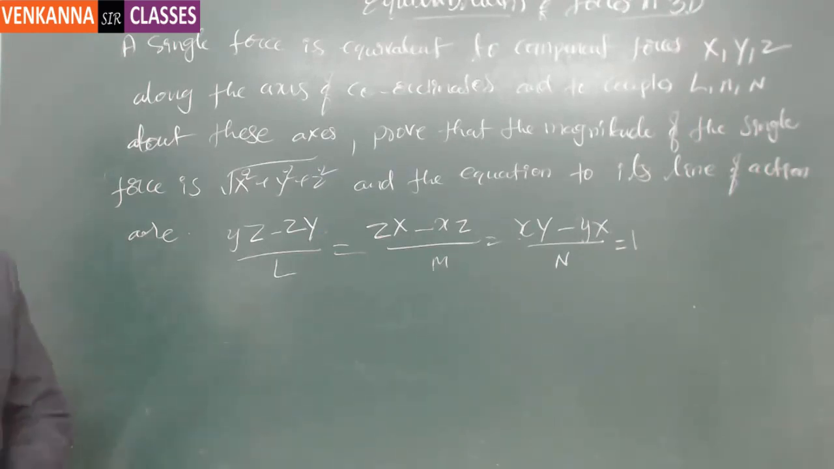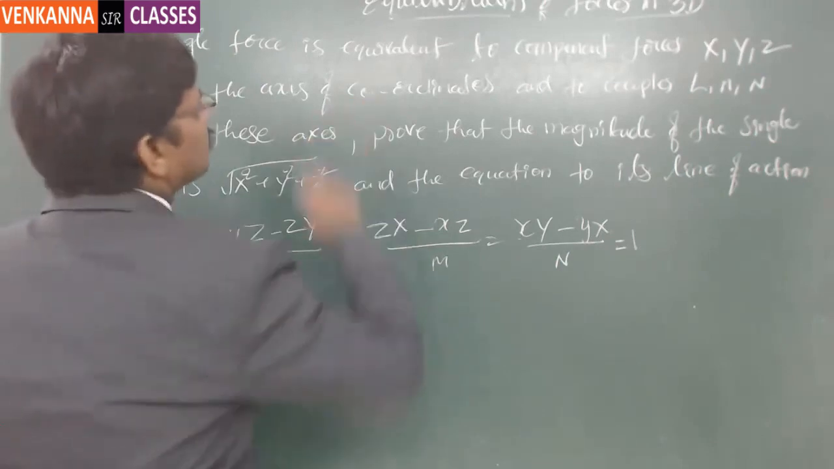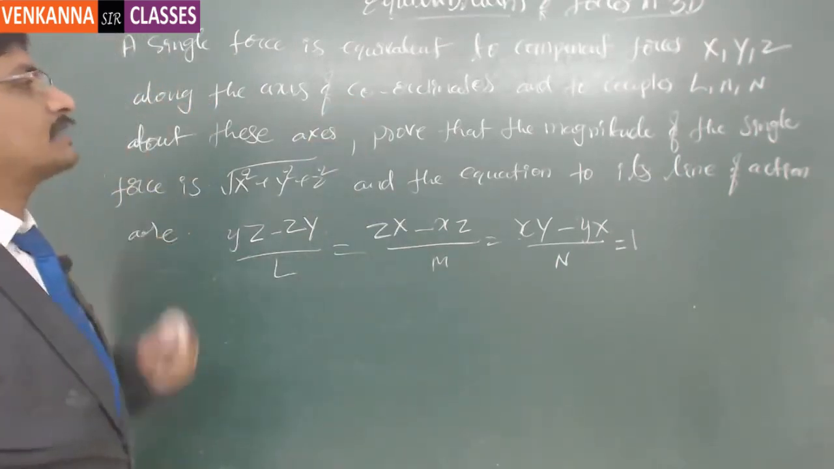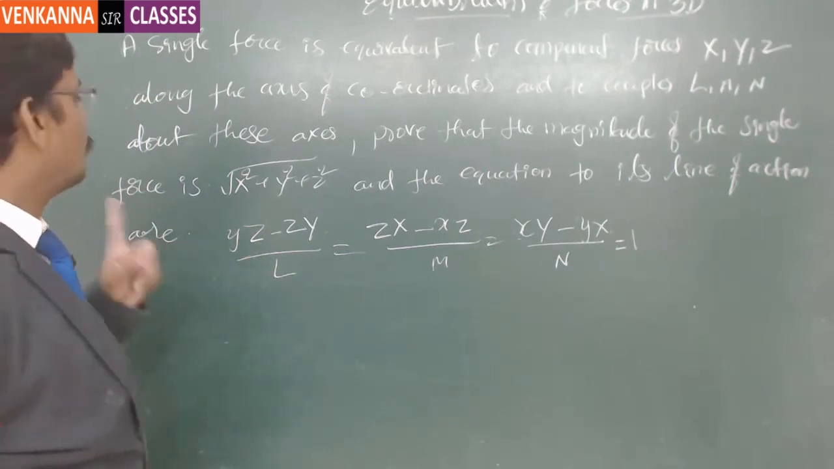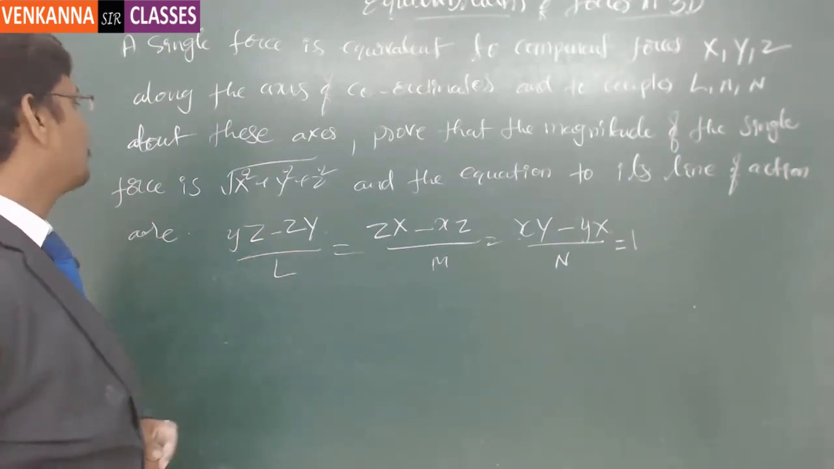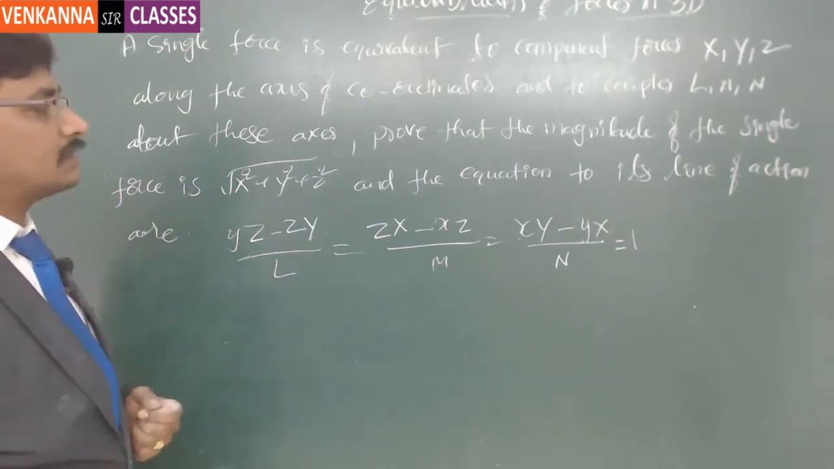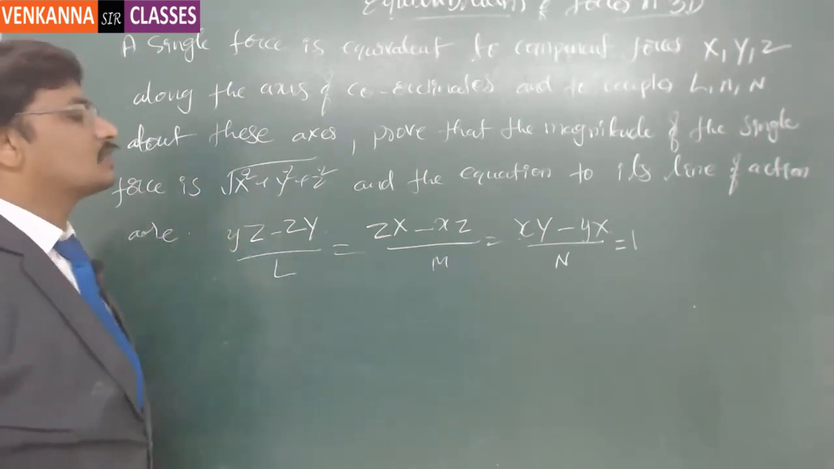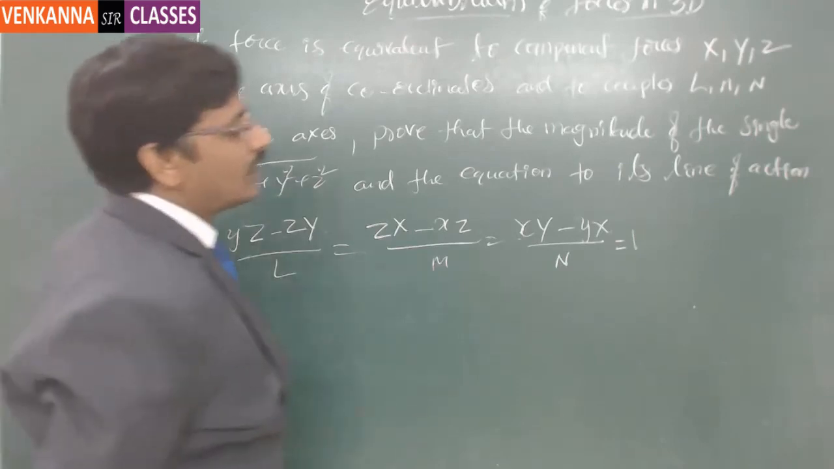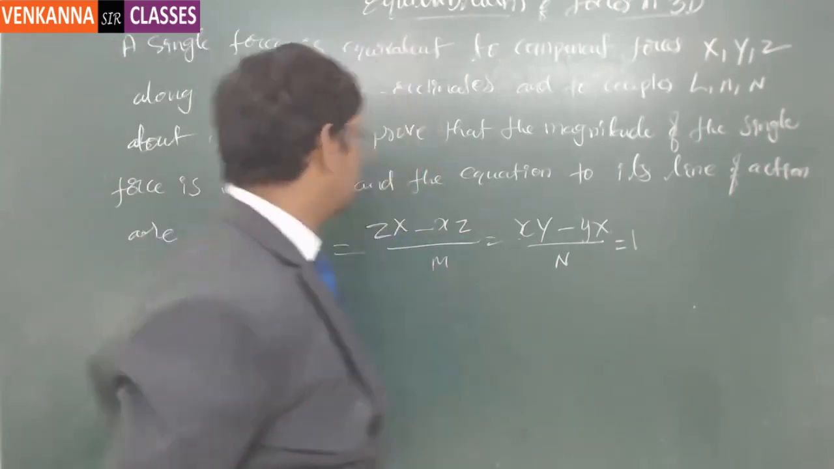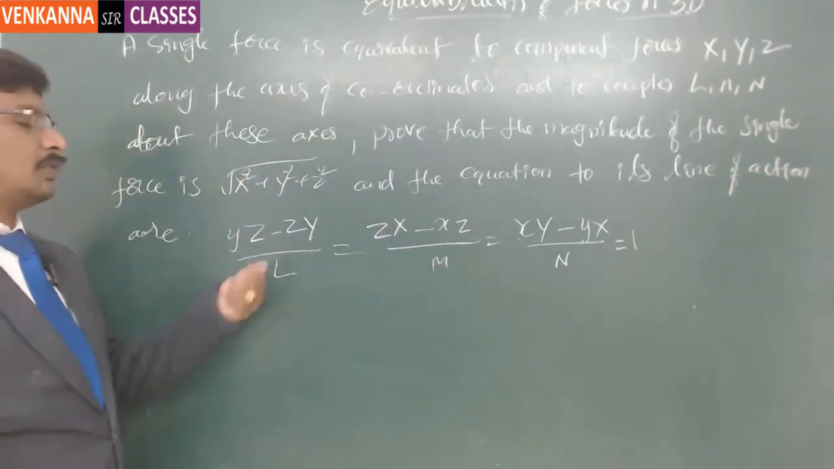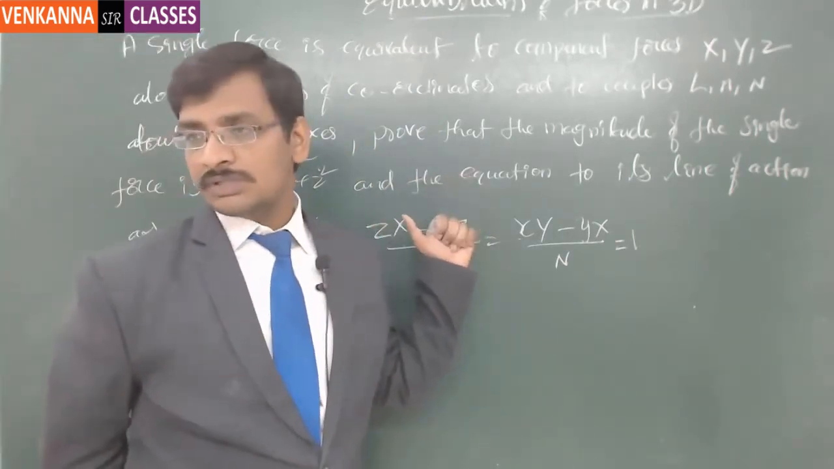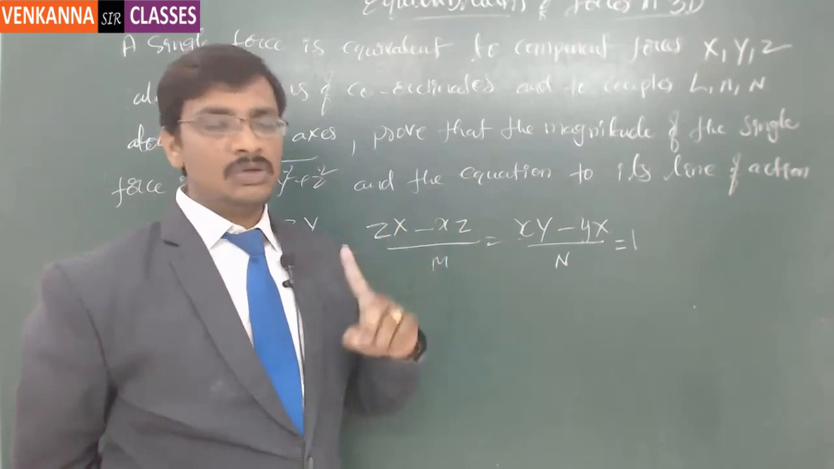Done? Okay. See this. A single force is equivalent to component forces X, Y, Z along the axis of coordinates, and two couples L, M, N about these axes. Prove that the magnitude of the single force is square root of X square plus Y square plus Z square, and the equation to its line of action is this equation. Now actually what he is talking about is this system of forces actually is resulting into a single force.